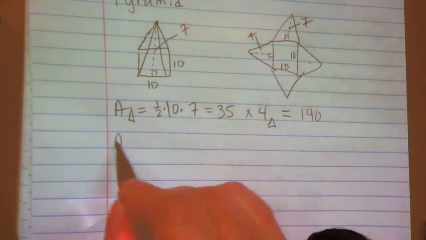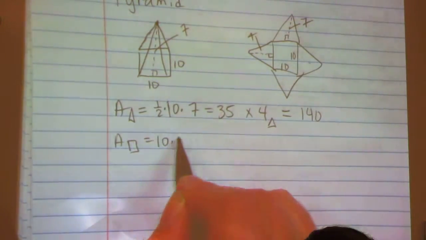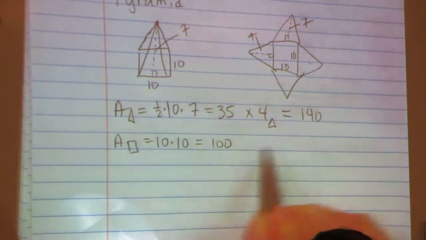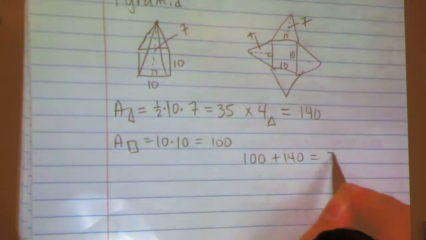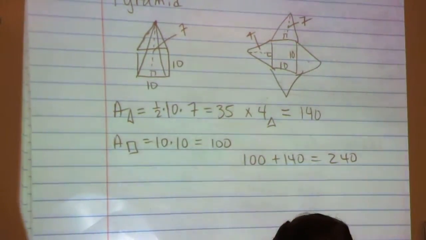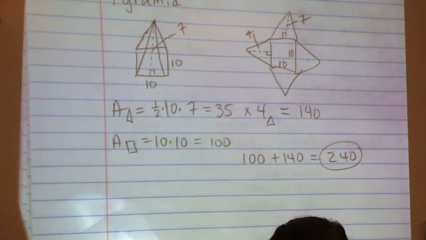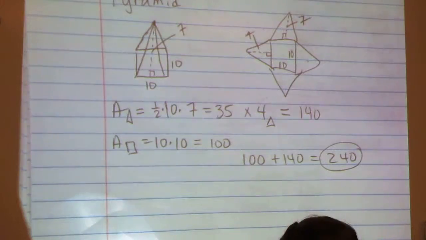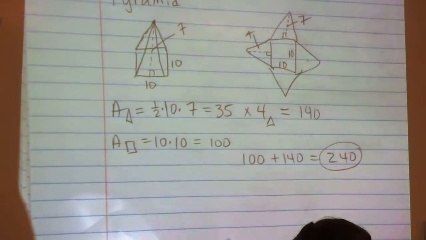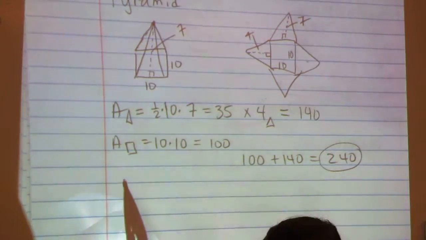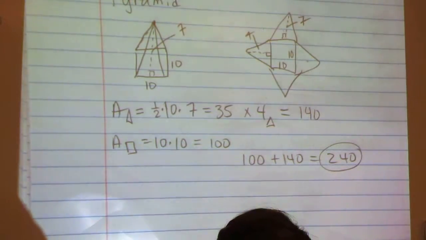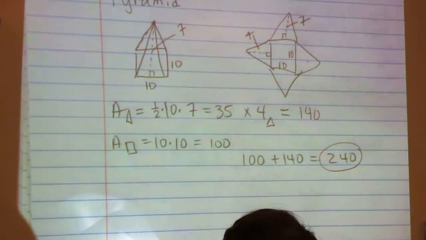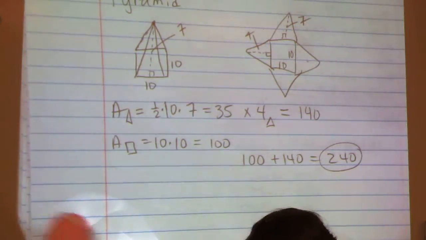Then all that's left is my base, which here it's a square, so 10 times 10 is 100. I add my 2 areas and get my surface area of the entire pyramid. This would work even if you were doing the area of, let's say, a triangular prism. You would just do the area of the base and it would be a triangle. So now you have enough information to find the surface area of whole pieces.